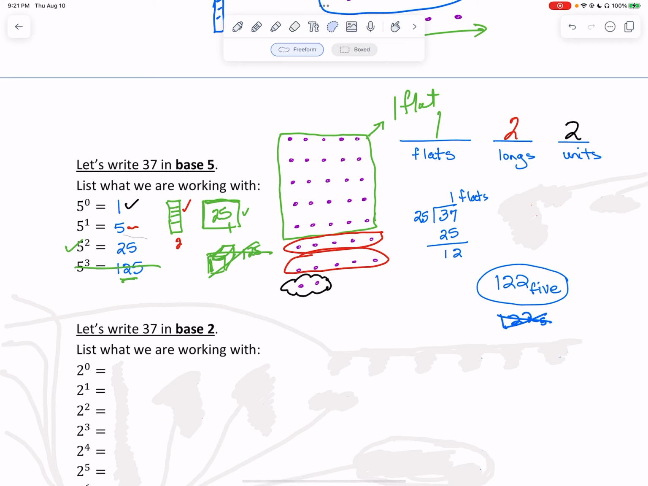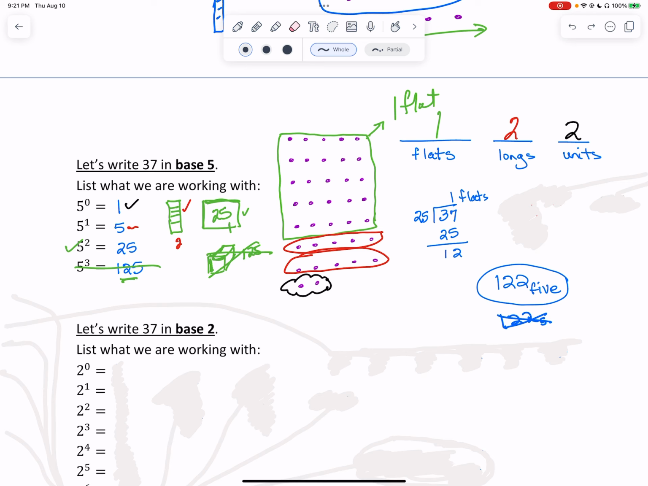So we're going to take the 25 and divide 25 into my 37. It went in 1 time. So I put my 1 flat up there. And what did I have left? I had 12 of those guys left, right? So I've got 12 and I've done my 25. I've already checked off my 25.